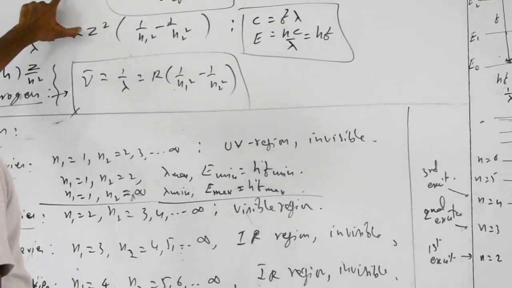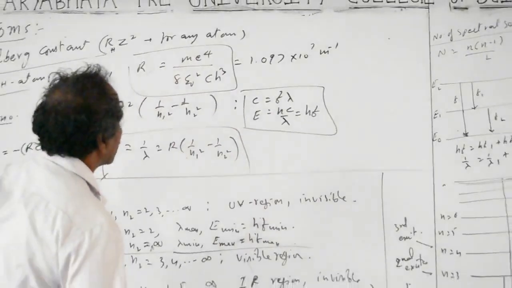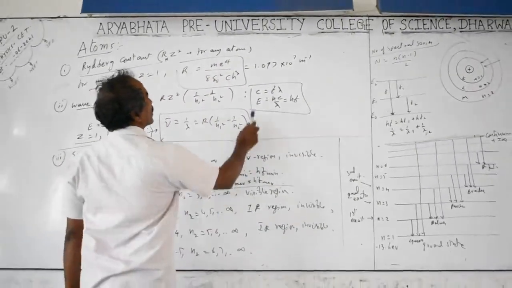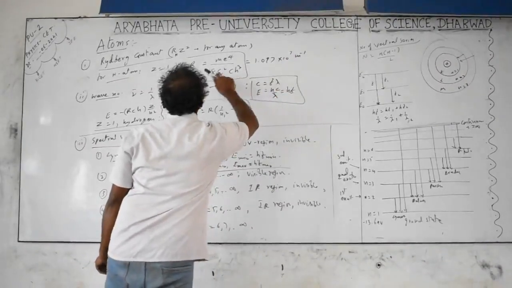For the hydrogen atom, if you take Z equal to 1, the Rydberg constant, this symbol you have to remember, the value also you have to remember: m e to the power of 4 by 8 epsilon naught squared c h cube, which is nothing but equal to, when you substitute the values, 1.097 into 10 to the power of 7 per meter. Units are also important for the Rydberg constant.